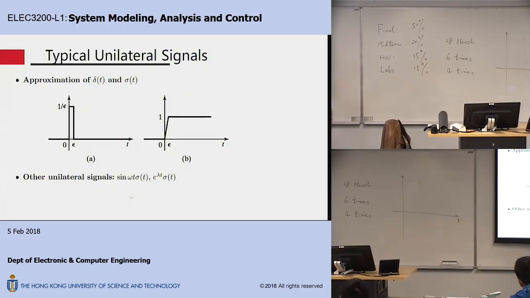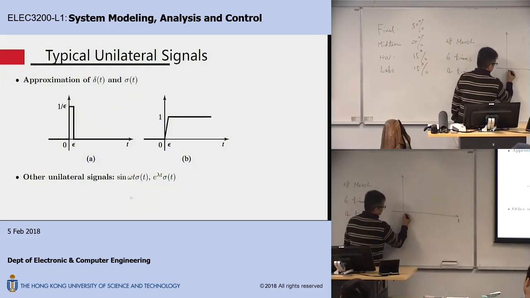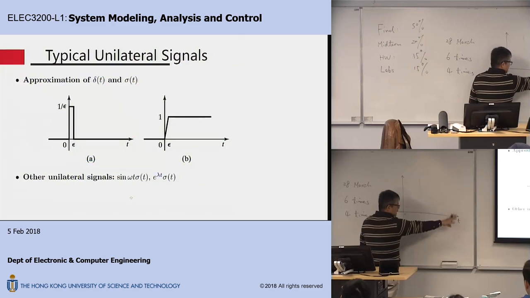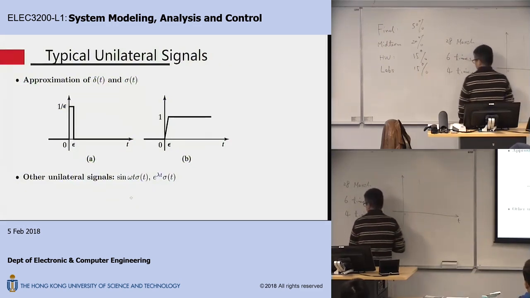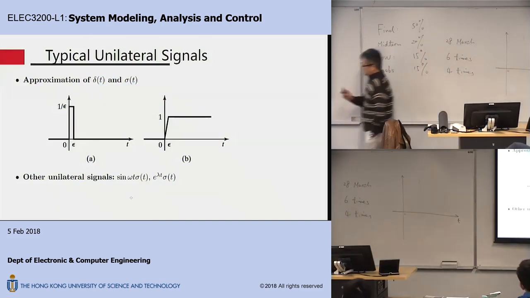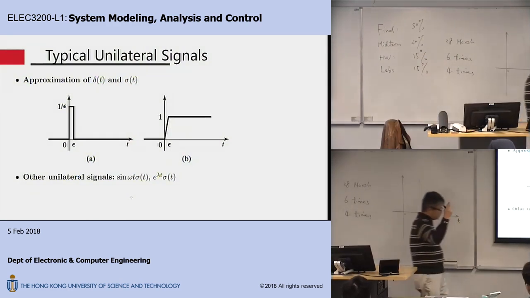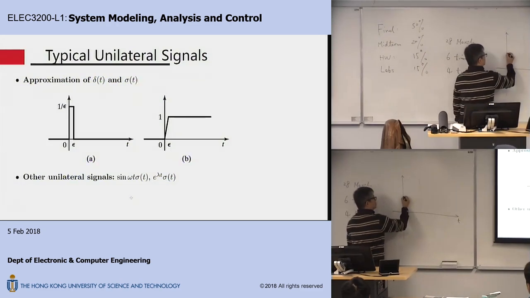So in that case, we know that this side is always 0. So we only need to worry about the positive time axis. When this t is 0, e to the power of 0 is 1. It starts from here, 1.